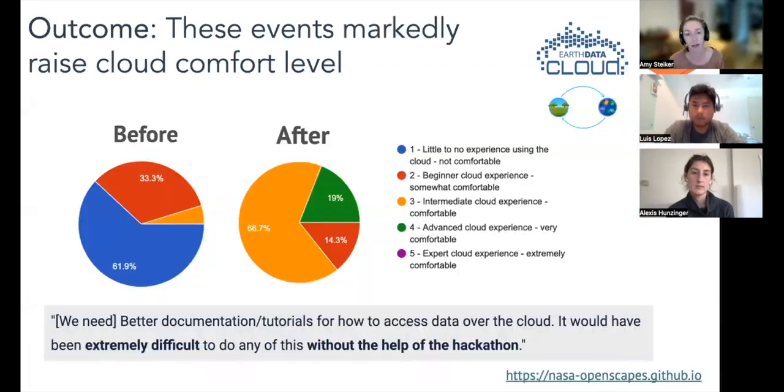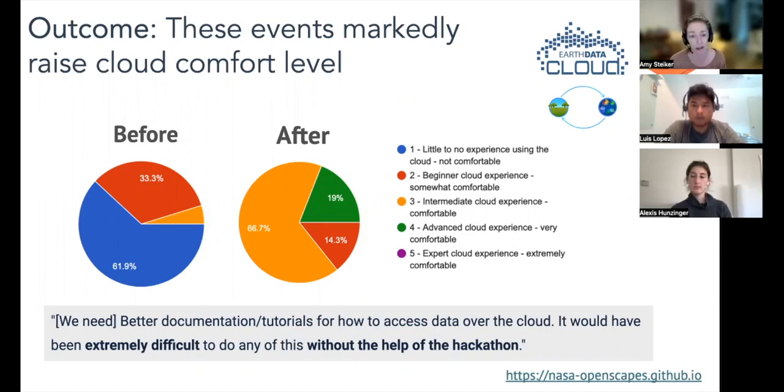So moving into outcomes, we surveyed the participants of each of these events, and we asked a lot of the same questions, which was really helpful to see what themes emerged across those events. And I think that this plot here really speaks volumes as far as how much the cloud comfort level increased after this event compared to before.